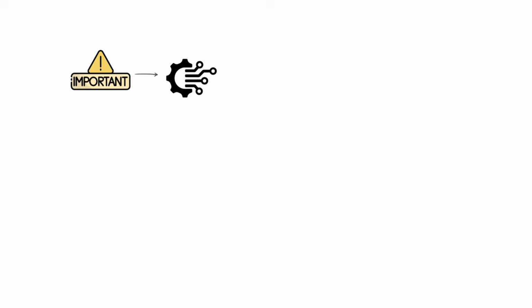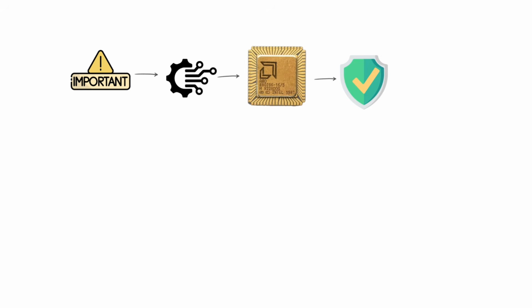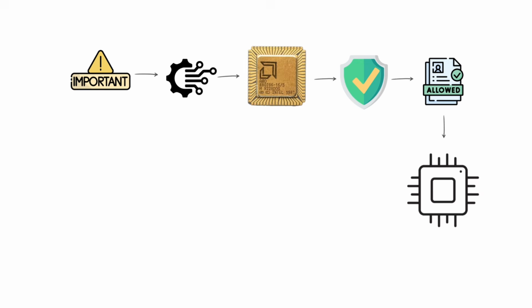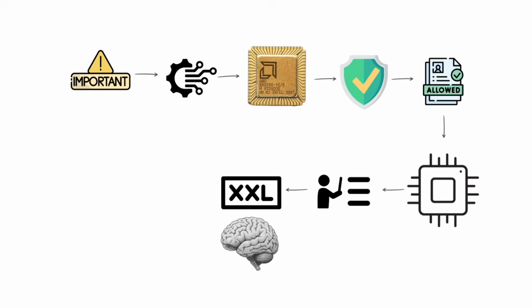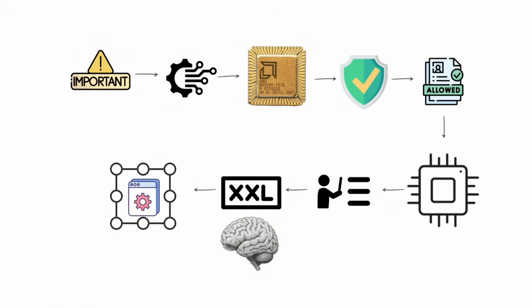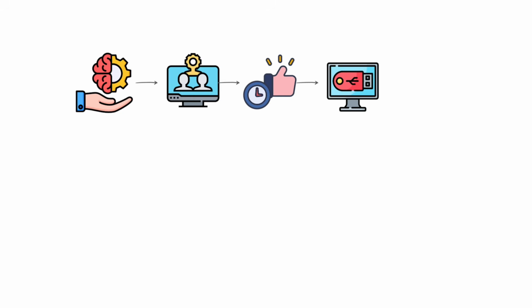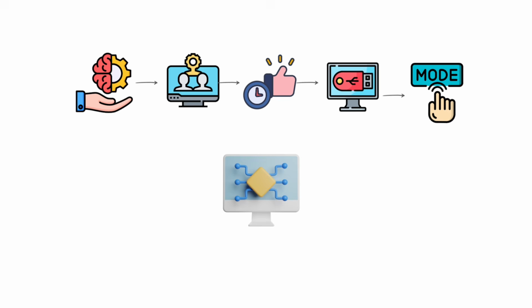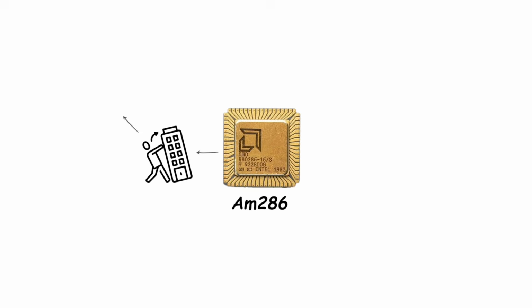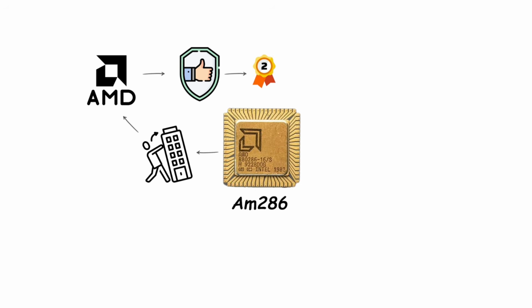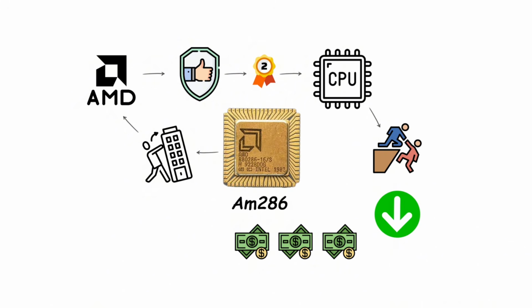The important technical feature of this generation was protected mode, which allowed the processor to address much larger amounts of memory and to isolate programs from each other for stability. In practice, most consumer systems still booted in real mode for older software, but the AM286 established AMD as a reliable second source for central processing units and helped reduce system prices through competition.